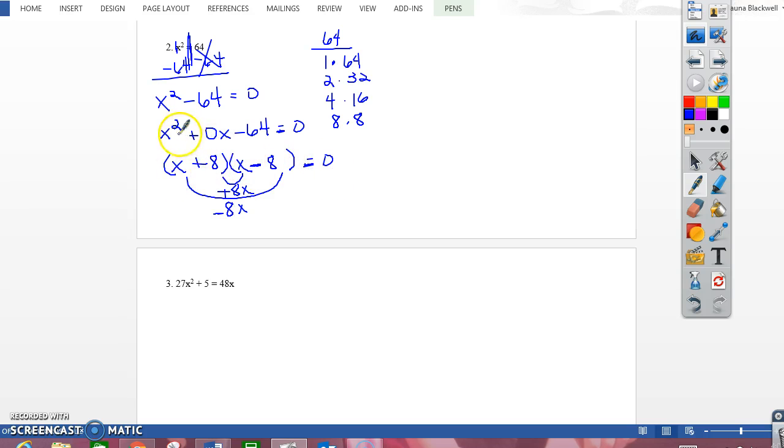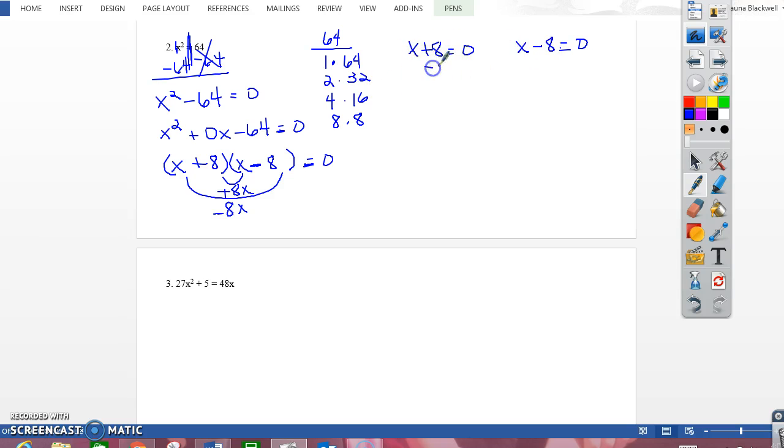So x times x is x squared. Negative 8x plus 8x is 0x. 8 times negative 8 is negative 64. So my factors are x plus 8 and x minus 8. So I'm going to take each of those and set them equal to 0. And then we're solving a simple equation.